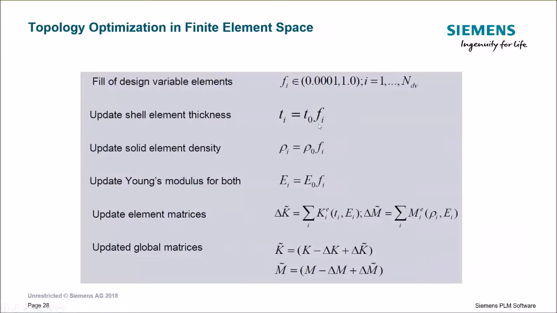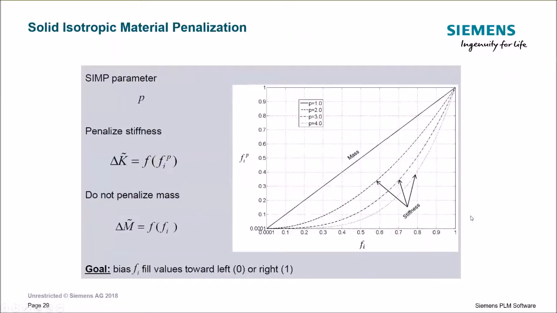So in general, we use a vector of field design variable elements that will affect directly the thickness of shell elements or the density of solid elements, and also the Young's modulus, which is related to the stiffness of the structure. By using an iterative process, we then change the global matrices of stiffness and mass until we find an optimum for the problem described before.